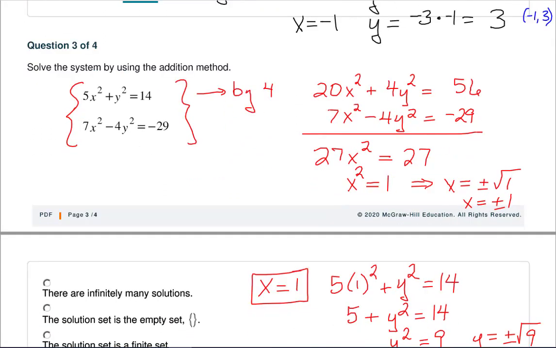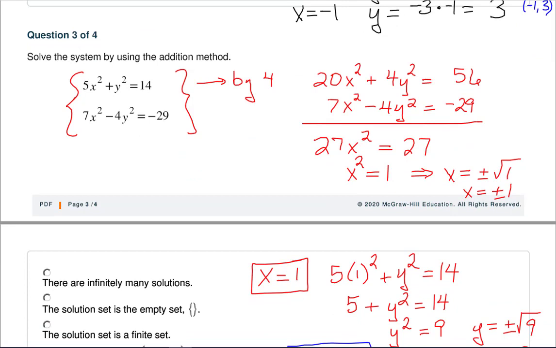All right. Question 3 says solve by any method possible. In this case, the addition method. All right, so let's see. Can I add them up and have something cancel? Well, I'm looking at the y's, and I think I can multiply this by 4 all the way across. So multiply it by 4, add them up, I get 27x squared. The y's cancel, and I get 27.